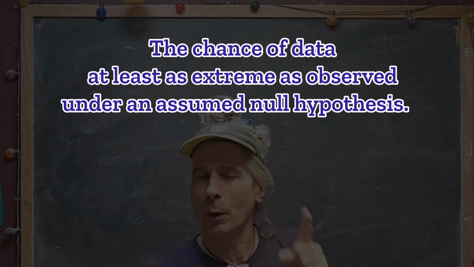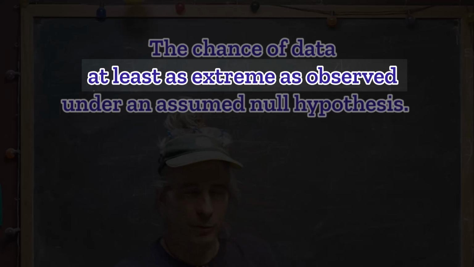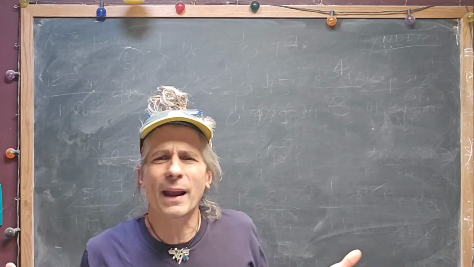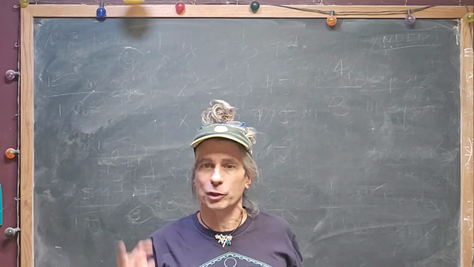In particular, I want to look at that "at least as extreme as observed" bit. That's the part that I really want to focus on, because I think that's the part that confuses people a lot. It's like, why do we have to add probabilities? Why can't we just look at the result we got?